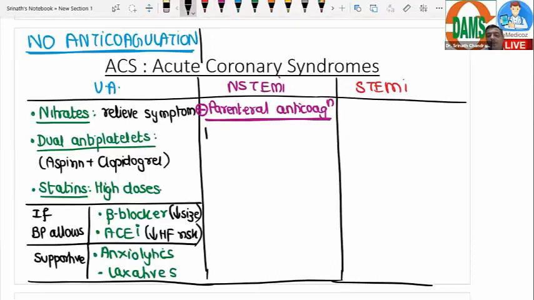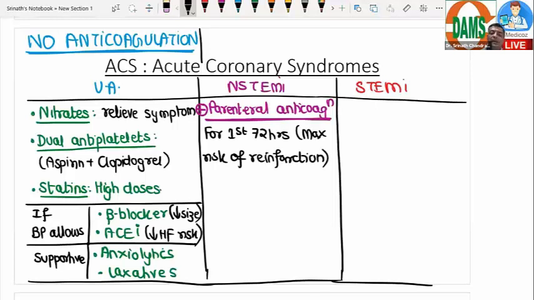You want to give it for the first 72 hours. Why? Because this is the time when there is maximum risk of reinfarction. So that is the indication for anticoagulation.